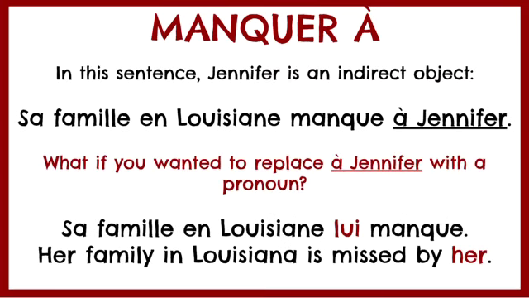All right? So in this sentence, remember I said if you have à before a person or people, then that person or those people are indirect objects. And so if you want to instead say her family in Louisiana is missed by her, you have to replace à Jennifer with an indirect object pronoun. I'm going to show you what all of those are, but in this case it's lui. Okay, lui means her. It also means him.